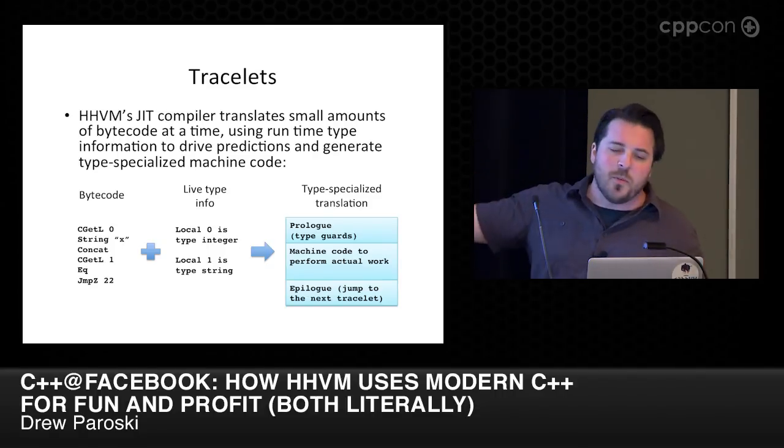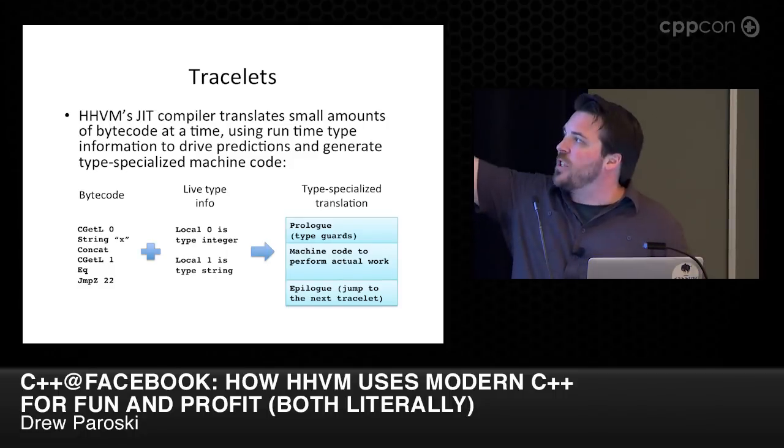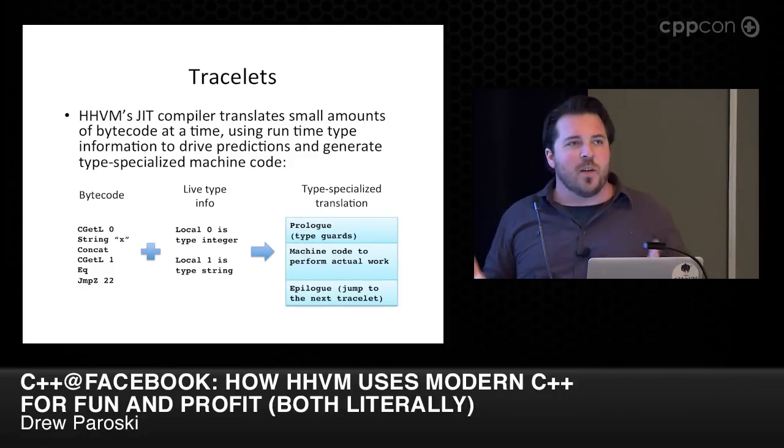And tracelets basically have three parts. You have the beginning, which is the type guards. They make sure that the types are what the body assumes they are. If the types don't match, it jumps somewhere else to handle execution. Then you have the body, which does the actual work. And then finally, you have something at the bottom that kind of figures out where to go next.